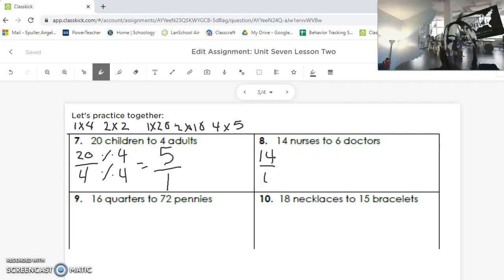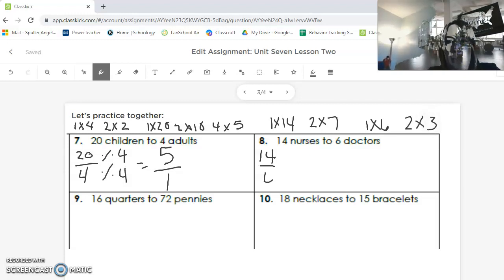14 over 6. 14 is 1 times 14 and 2 times 7. 6 is 1 times 6 and 2 times 3. Okay, well, the greatest common factor that they both have is 2. So if I divide them both by 2, that's going to get me 7 over 3. Good job.